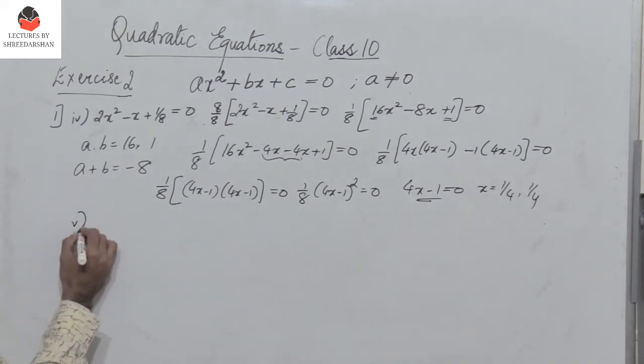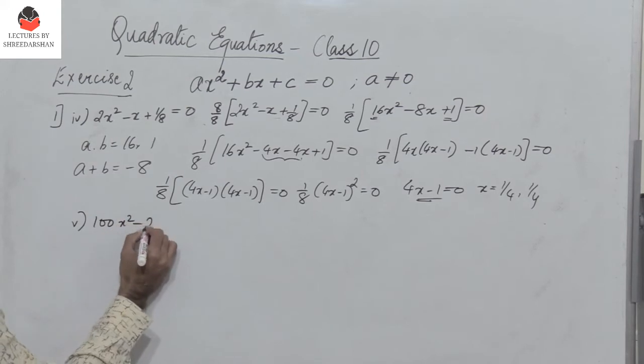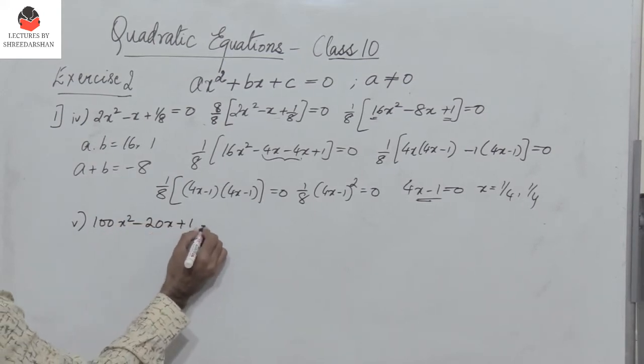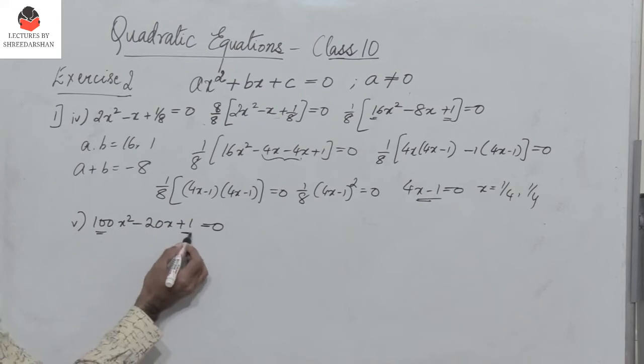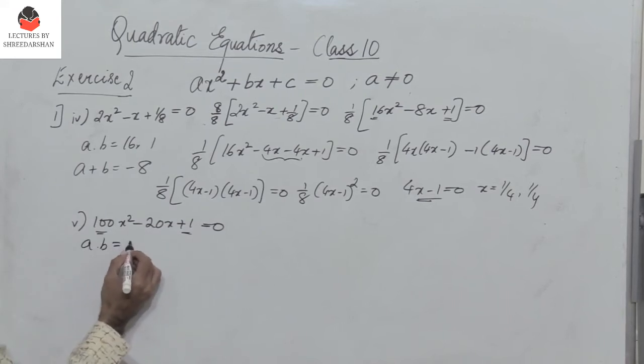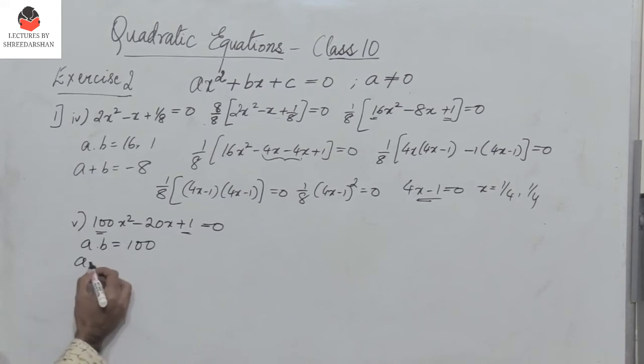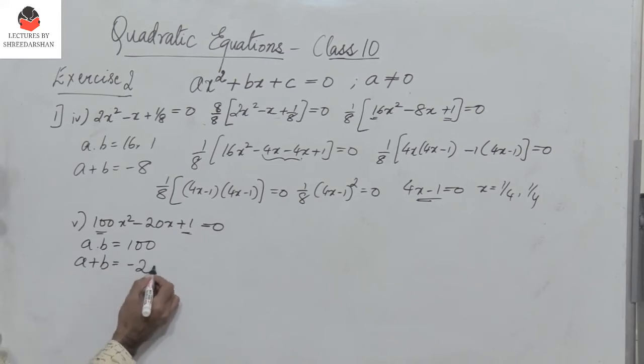The next one, 100x squared minus 20x plus 1 equal to 0. So if we observe, a into b equals 100 and a plus b equals minus 20.